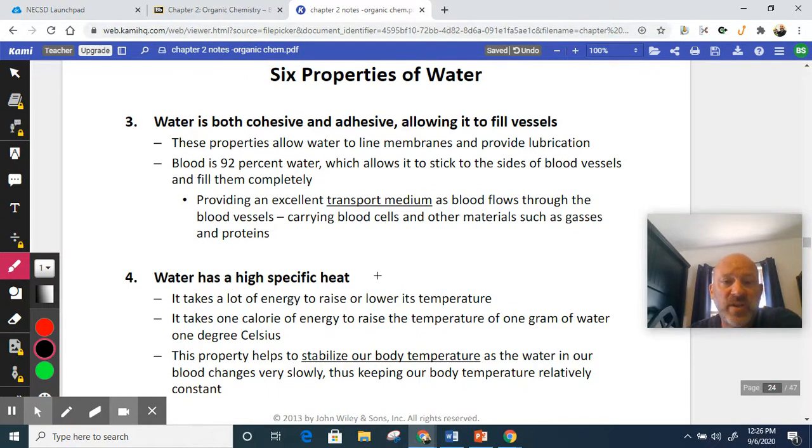Water is cohesive and adhesive, right? The cohesive and adhesive properties of water allow it to fill our cavities, whether it's a blood vessel or any of our membrane-bound cavities or cells, membranes. It provides lubrication, right? And it provides an excellent transport medium.